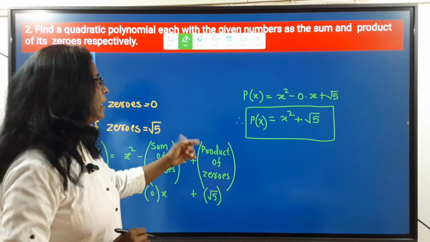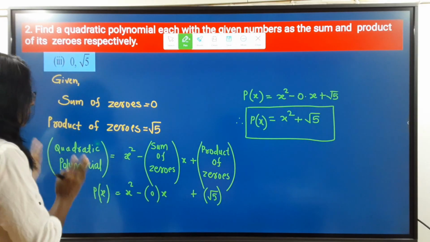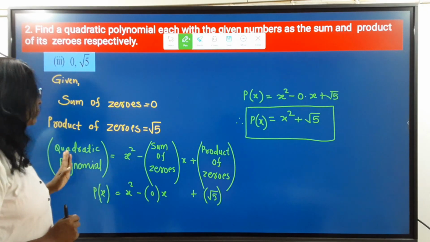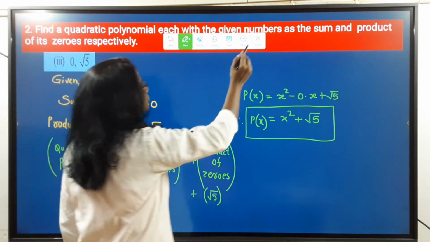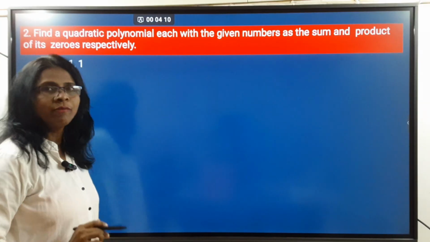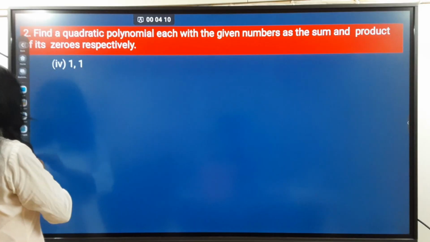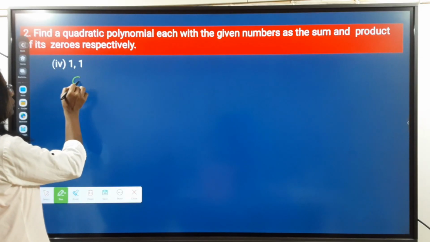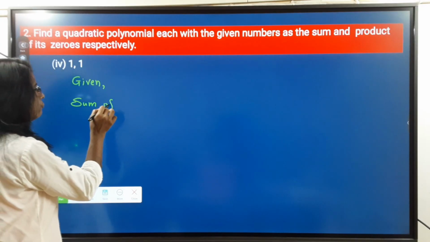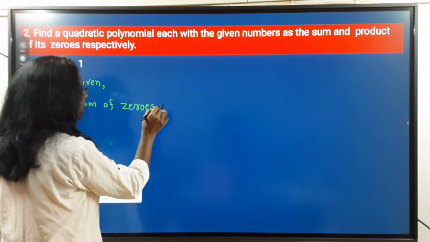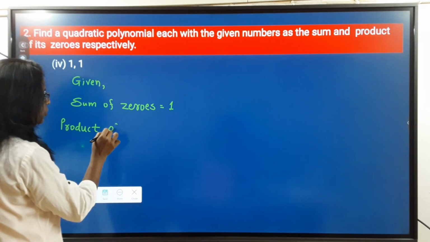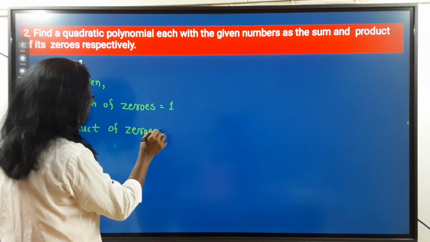Okay students, very easy examples. First carry out the steps here as per I follow that. Okay, you should have to write down the formula. Now here students, the next example. The next example is 1 and 1. So here I write down the given. Here students. So given is that sum of zeros is equal to 1. Product of zeros is equal to 1.